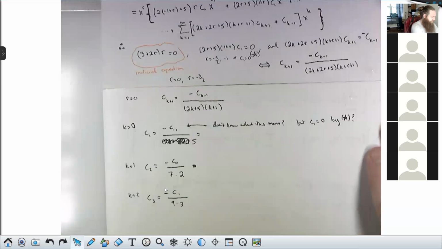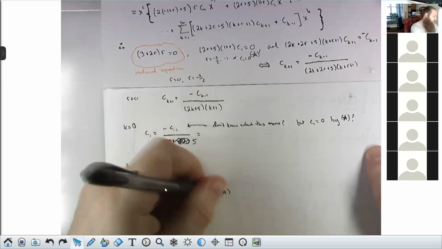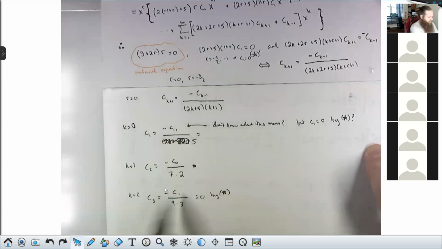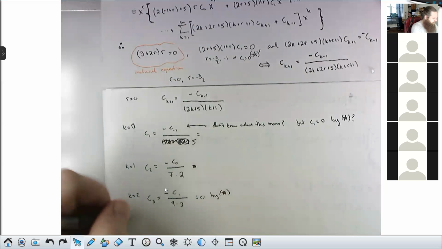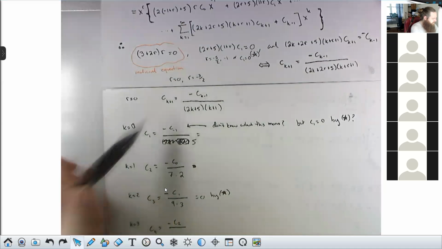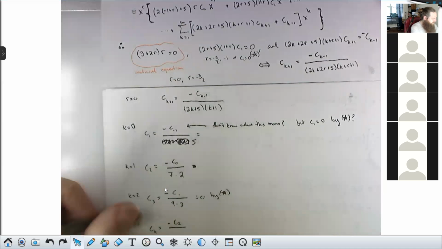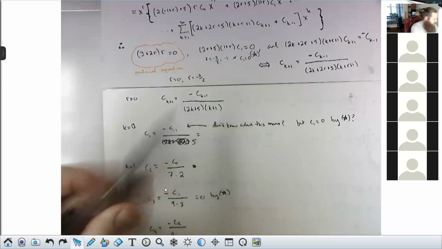Again, I'll say maybe this should be 0.5. But I'll continue writing the terms that depend on C1 just in case for some reason it becomes relevant elsewhere. If we take k equals 3, we get C4 equals negative C2 over, k is 3 here, so this is 6 plus 5, which is 11, times 3 plus 1, which is 4.